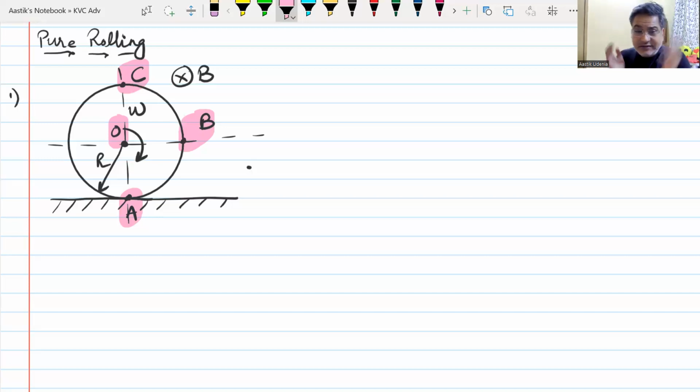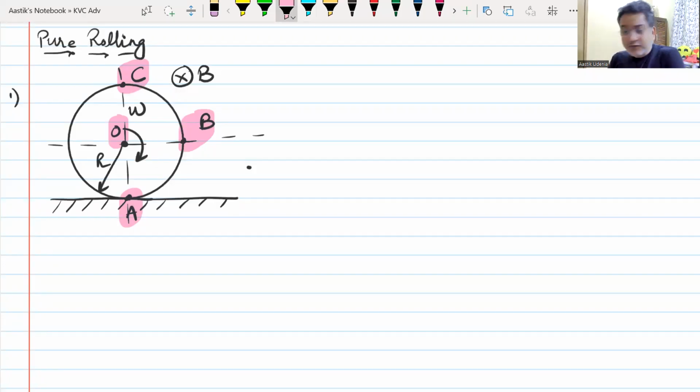So if you understand any one question, you would be able to solve any question that comes in this category. I'll give you 2 minutes to think about it. If you find out the potential difference between O and A, O and B, and O and C, you will be able to find out all of the things. Yes or no? I'll give you 2 minutes.